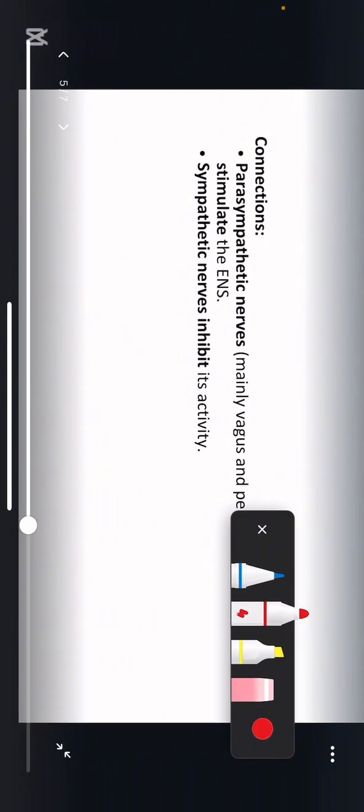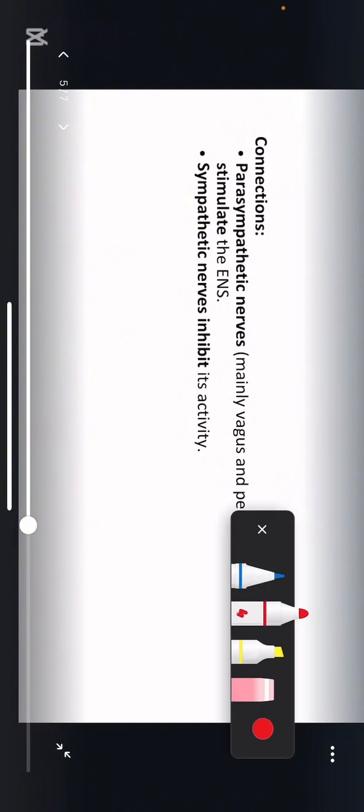The next thing is connections. Connections are parasympathetic nerves, mainly vagus and pelvic splanchnic, that stimulate the enteric nervous system, and then sympathetic nerves inhibit its activity. Parasympathetic stimulates the enteric nervous system, and what does the sympathetic nervous system do? It inhibits its activity.